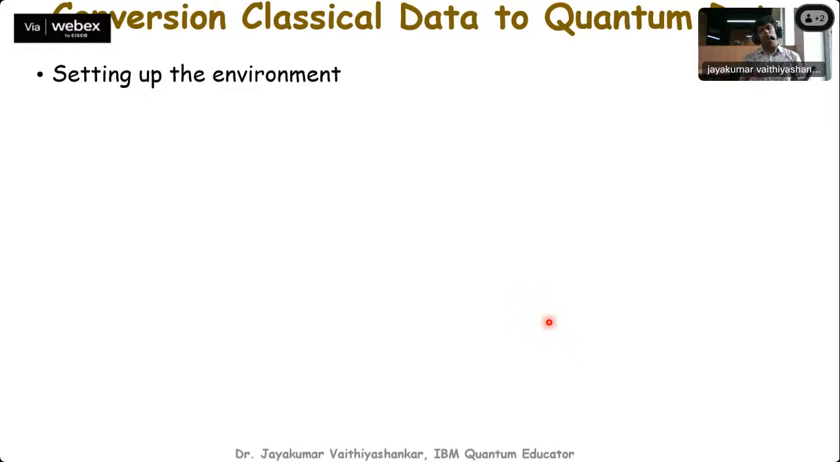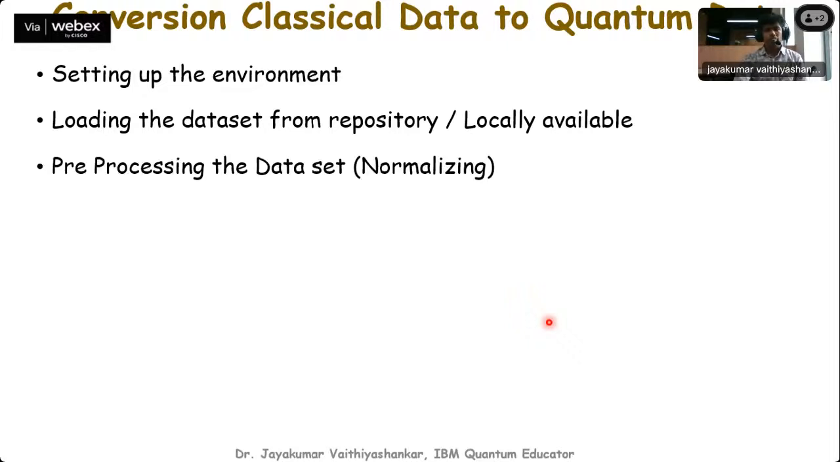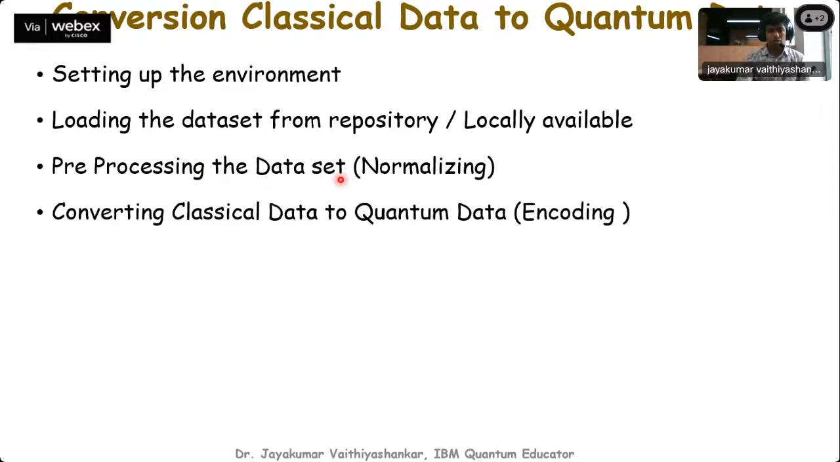If you want to do quantum machine learning, the first step is that we need to convert classical data into quantum data. For that, we need to set up the environment. We need to load the dataset from a repository, just like classical. Then we need to do preprocessing, normalizing. This is the tough part. We need to convert the classical data into quantum data using many techniques. We can do encoding, but you can do encoding in multiple ways.